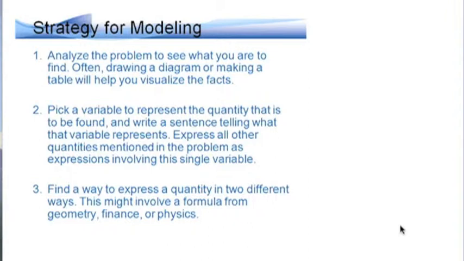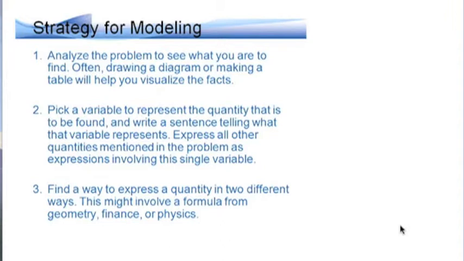Pick a variable to represent the quantity that you're trying to find and write a sentence telling what that variable represents. I don't ever write a sentence, but I do kind of out to the side, especially if I'm a little unsure, write down what it is, like X is time, or if it's me, I'll let T be time. Pretty smart, huh?